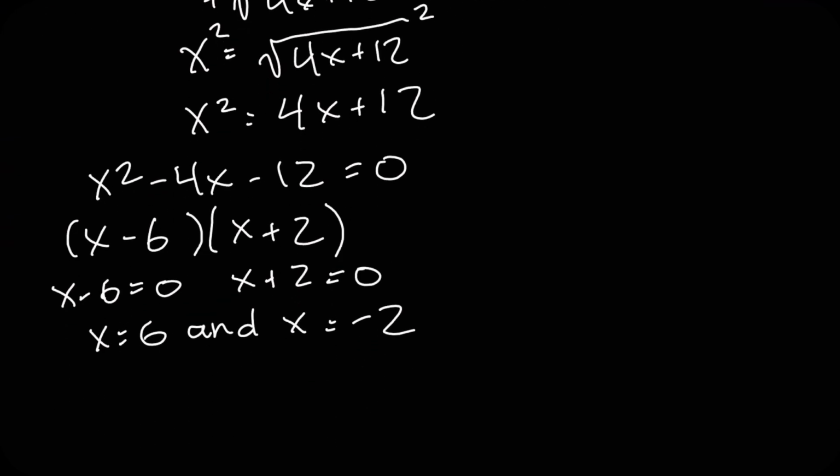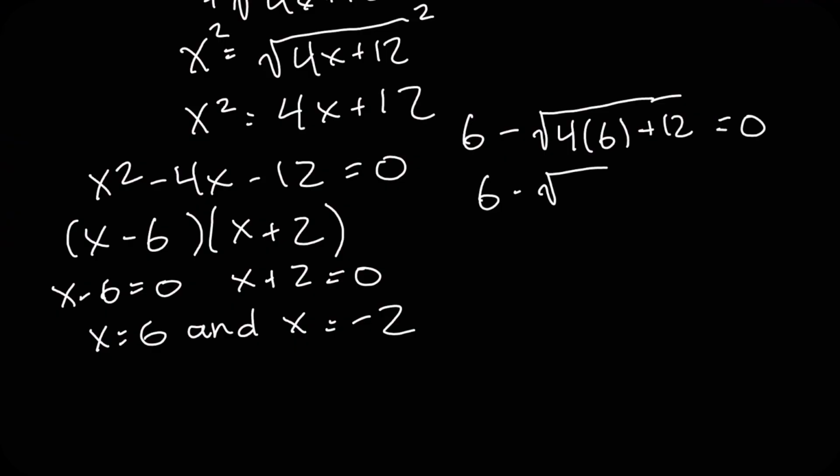So 6 minus the square root of 4 times 6 plus 12, and we want to see if that's equal to 0. This will get us 6 minus the square root of 36, which is just 6 minus 6 equal to 0. That makes sense. So we can go ahead and highlight our x is equal to 6.